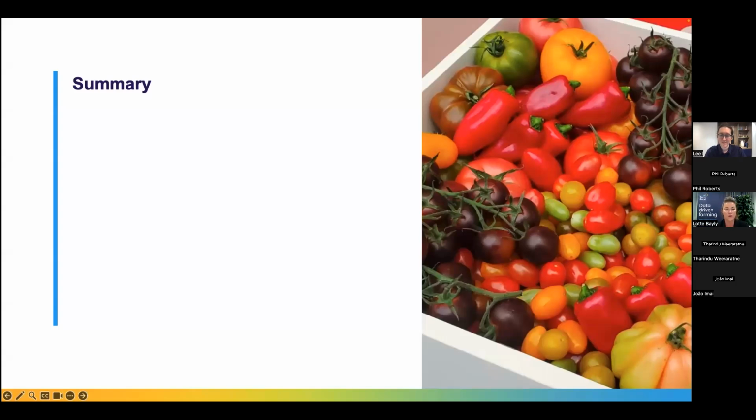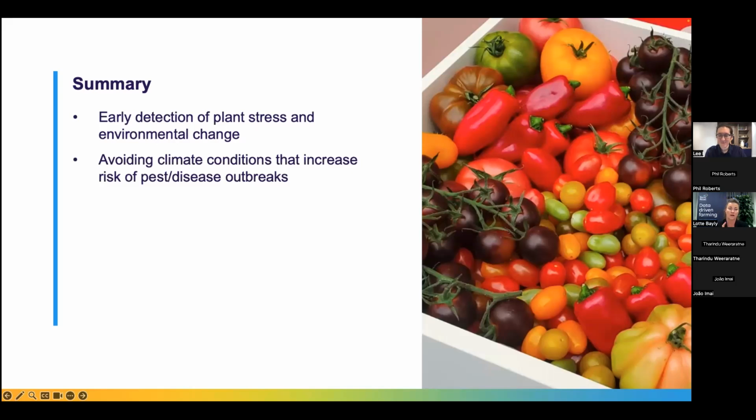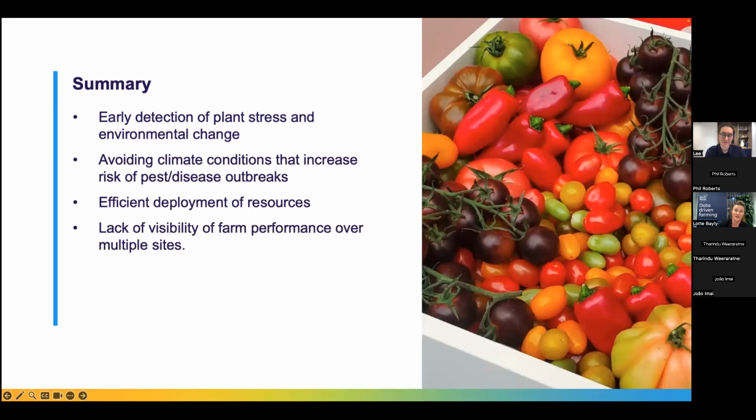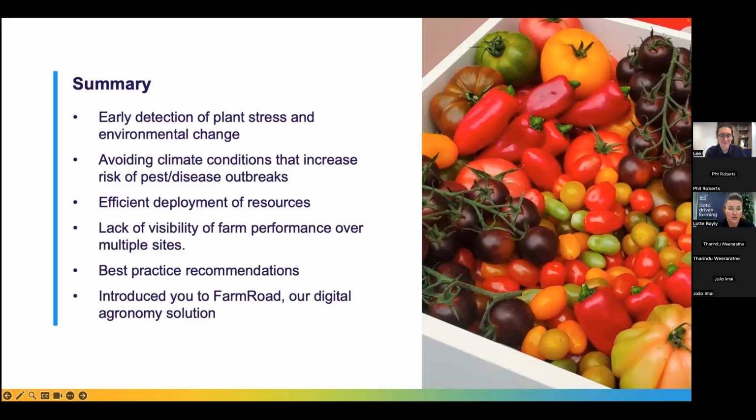But in summary, what we heard about today was the early detection of plant stress and environmental change. We then went over common problems around avoiding climate conditions that increase the risk of pesticide outbreaks. The efficient deployment of resources. And finally, lack of visibility of farm performance over multiple sites. So that's what we covered today, and then Lee took us through some best practice recommendations and introduced you to Farm Road, which is our digital agronomy solution.